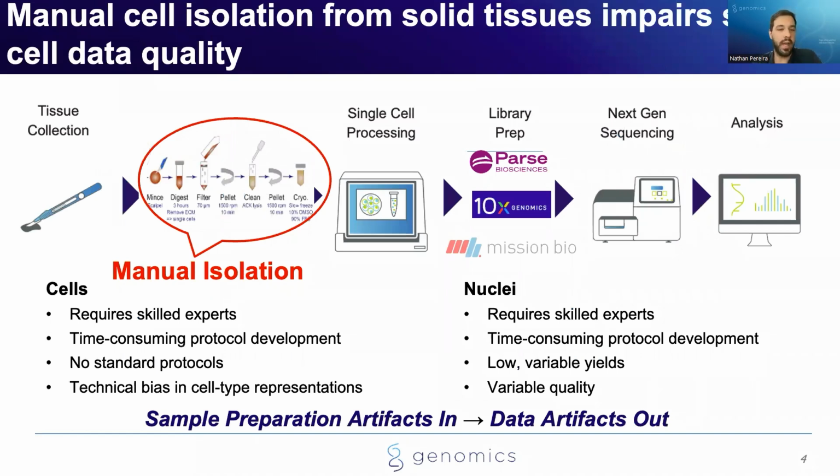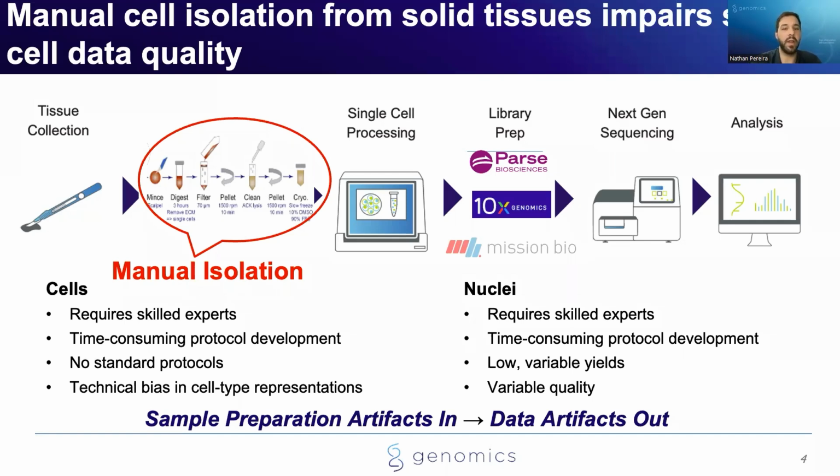The main problem, as I'm sure many of you know, with manual cell isolation is that it's not only time consuming, but it's very difficult. Lots of the people that I work with either have a manual protocol that they've developed over lots of trial and error, or that they're pulling from papers, and it requires skilled experts. It's really time consuming to develop these protocols, and there's no standard place to go and get them. And the big thing is that a lot of these manual isolations can have technical bias in terms of cell type representation, in terms of each person that does the isolation. Each person can do things slightly differently.